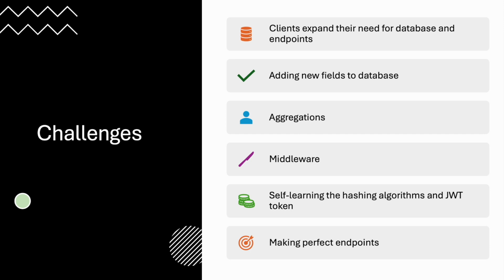And then in Python and SQL, and also middleware, which caused a lot of trouble because the front-end engineer could not call our backend server since we hadn't declared the middleware. I've also learned about hashing algorithms and JWT tokens, which make authentication more efficient and secure. And lastly, how to make perfect endpoints that align perfectly with the client's needs.